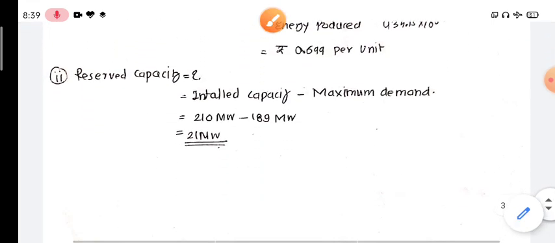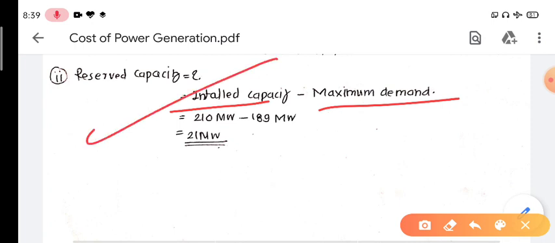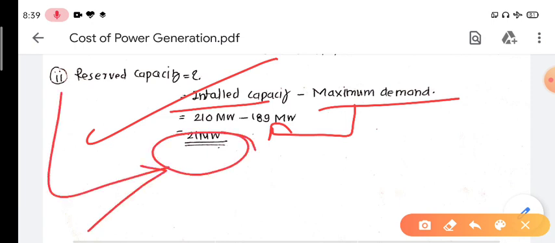Reserved capacity is given by installed capacity minus maximum demand. Installed capacity is 210 megawatt and maximum demand is 189 megawatt. So reserved capacity will be 21 megawatt.